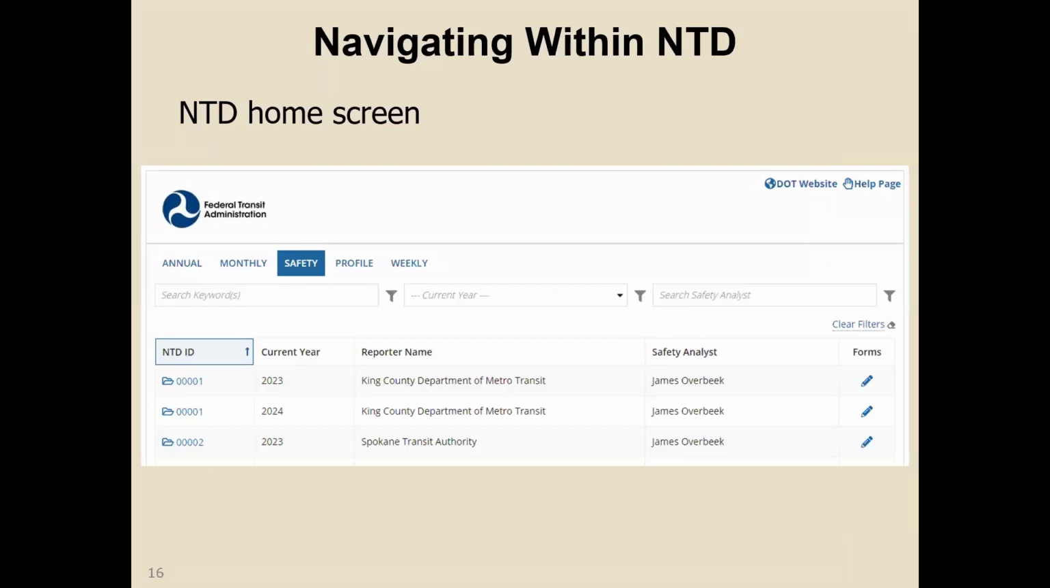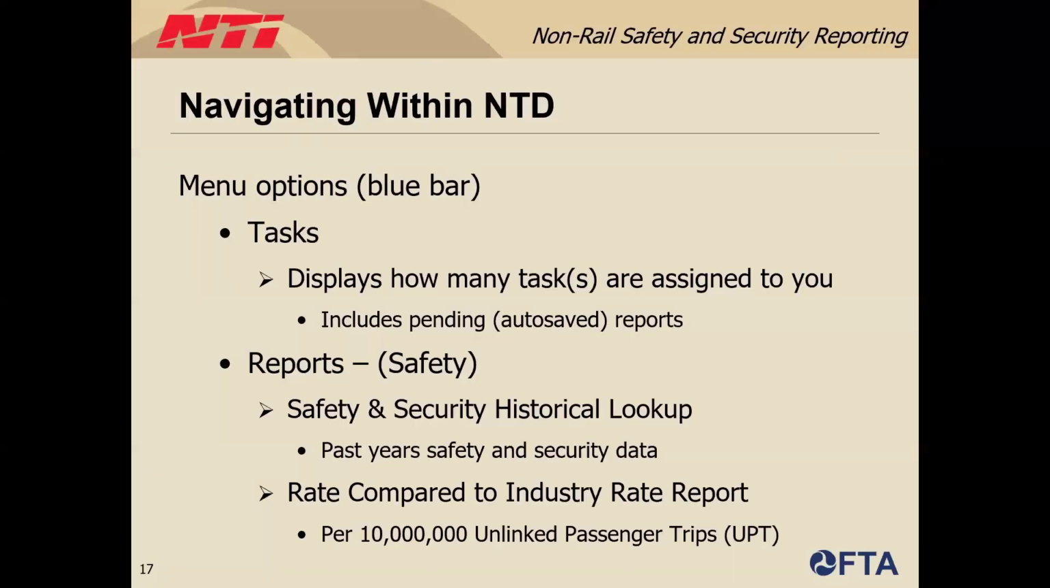Once you complete the login, this is a snapshot of the default home screen. Notice the menu options in the blue bar across the top, which we discuss more on the next slide. Beneath the FTA logo, you see you have access to the different modules in the NTD: annual, monthly, safety, and profile. The tasks menu shows you how many tasks are in your queue. For example, one of the tasks you may have to do or be pending is an incomplete SNS report.